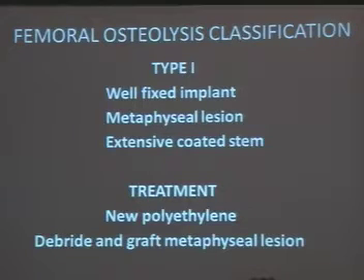So we'll discuss osteolysis on the femoral side and acetabular side. The femoral osteolysis classification: type 1 is a well-fixed implant with only a metaphyseal lesion, and is usually an extensively coated stem. Treatment: just take out the poly, or debride and put some graft.